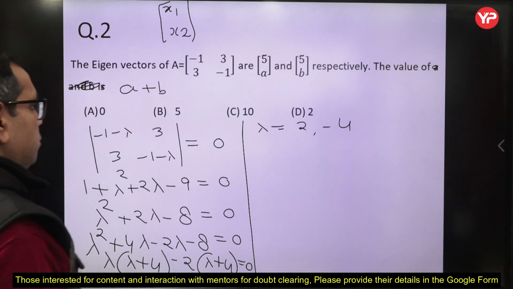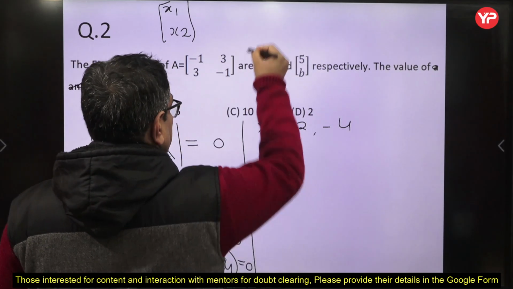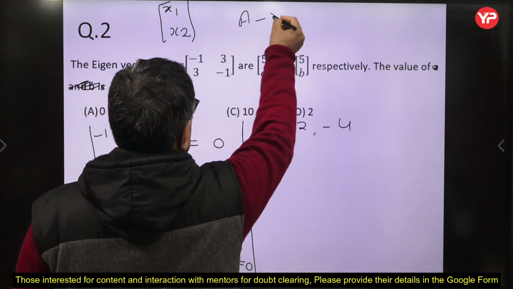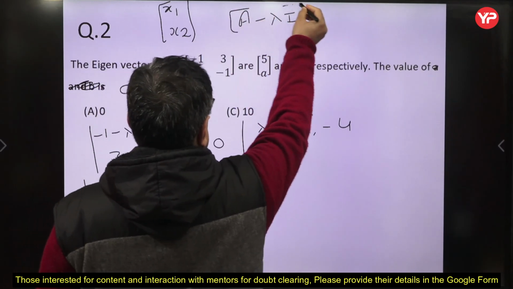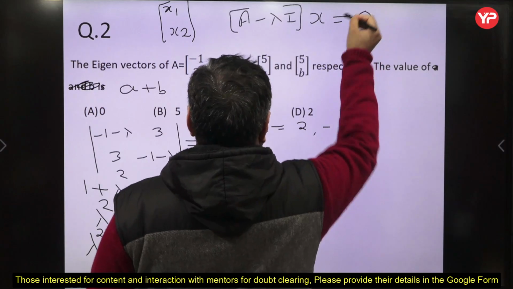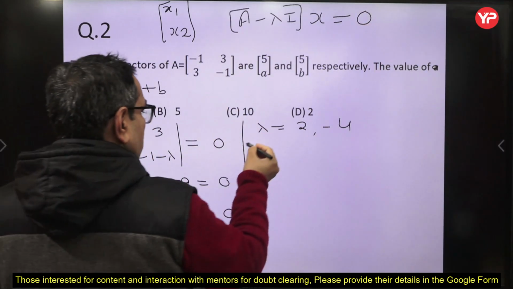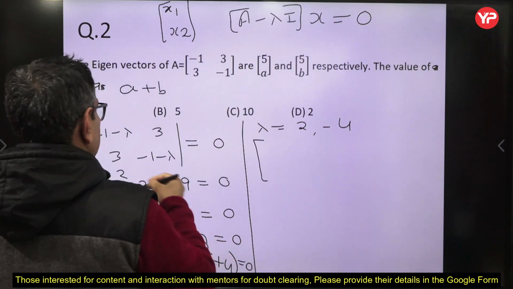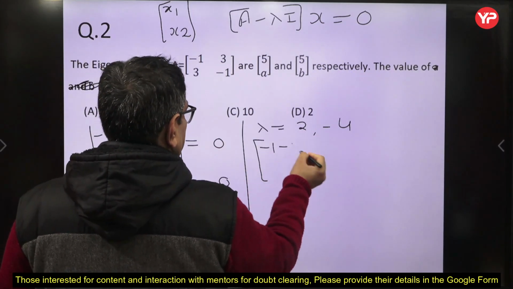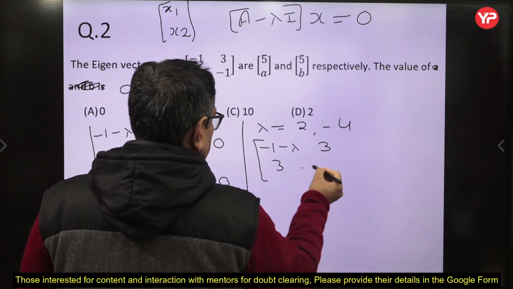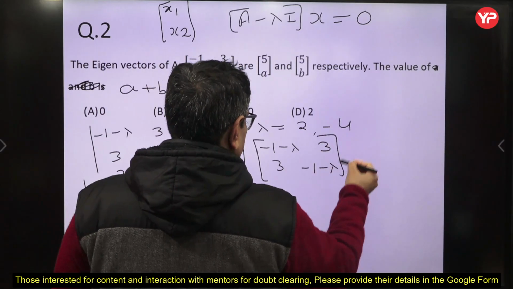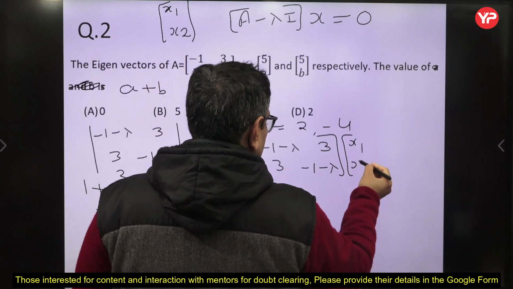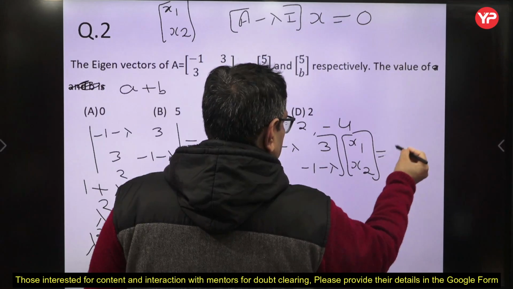So we will write the A minus lambda I matrix. To compute the eigenvector, we need A minus lambda I into x equal to 0. We have to write this equation. A minus lambda I is this one: minus 1 minus lambda, 3, 3, minus 1 minus lambda, into x1 x2 equal to 0 0.